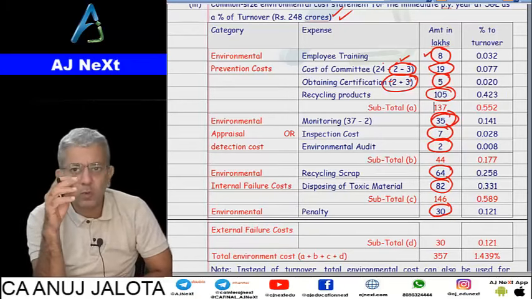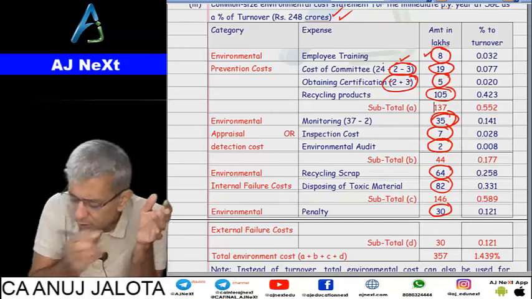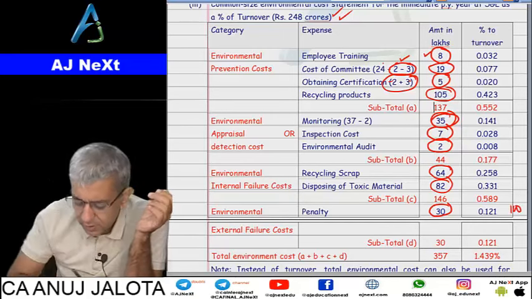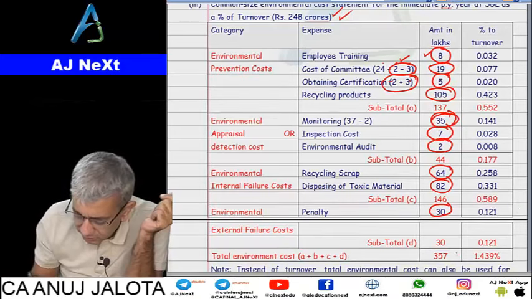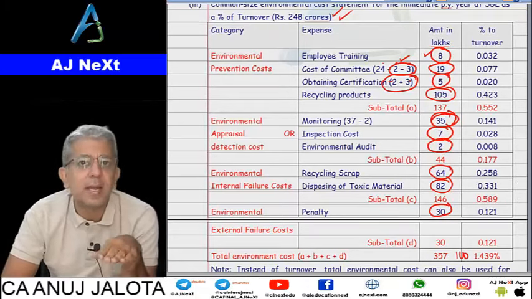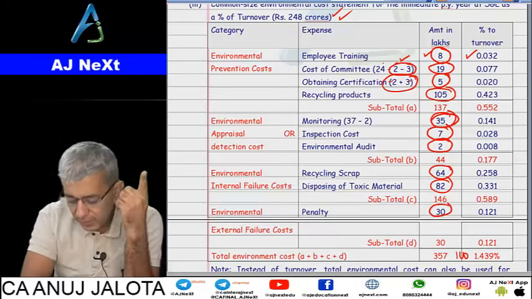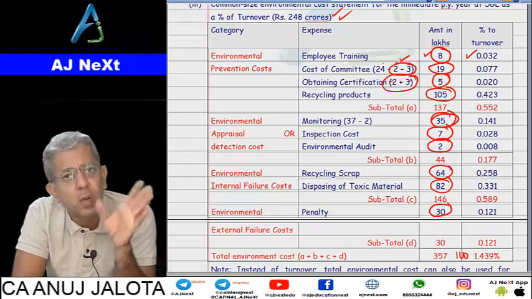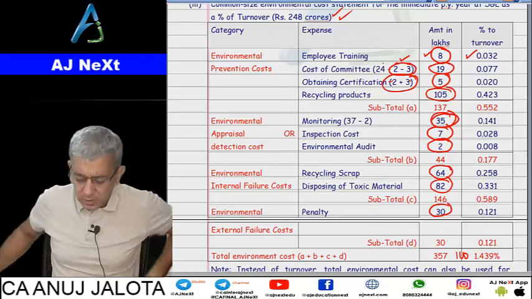In case you don't want to be doing this, you can do exactly whatever you have done in class also. You can take the total cost of 357 lakhs as 100 and compute all the things in reference to that. So then this percentage will be what? It will be 8 upon 357 into 100. If I did not have the institute answer, I would have done exactly that only. Okay.